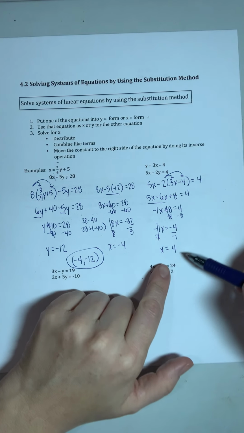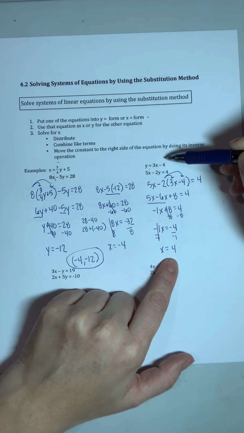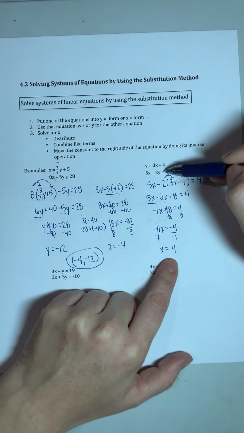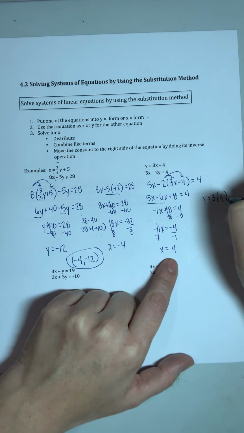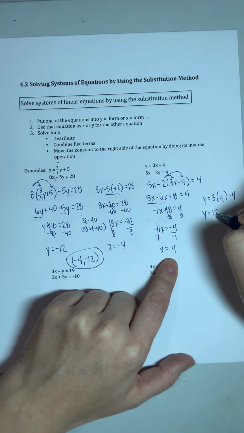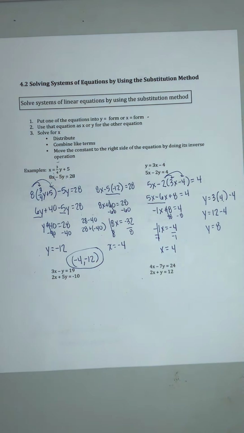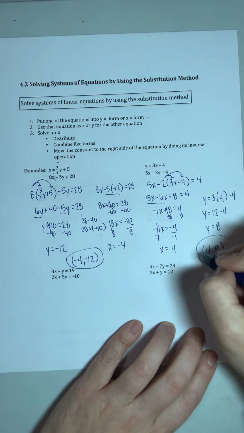Okay, once you figure out what x is, you can use that number and plug it into either equation. I look for the easiest looking equation, and I would say the top one is the easiest. So I have y equals 3, parentheses 4, because I replaced the x, minus 4. So I have y equals 12 minus 4, y equals 8. So your final answer is 4, 8.